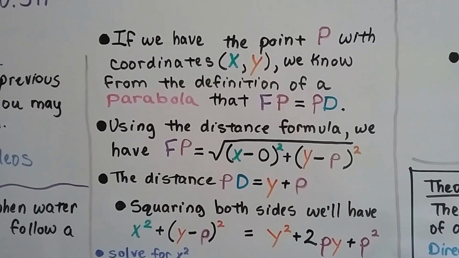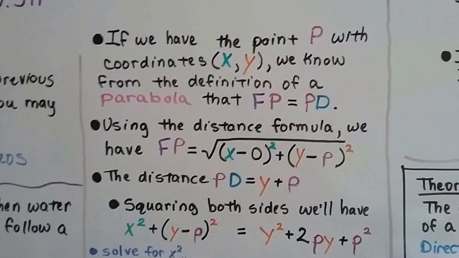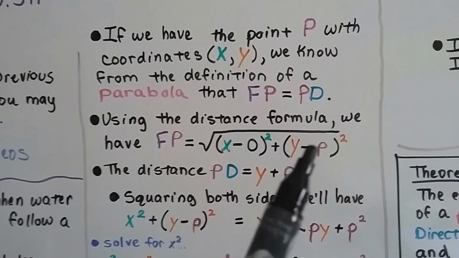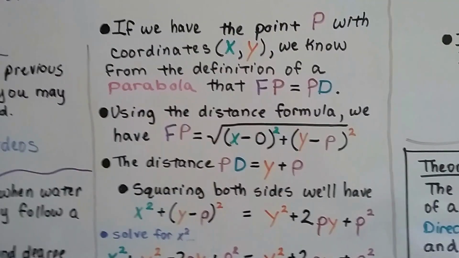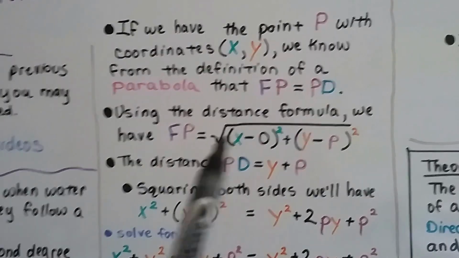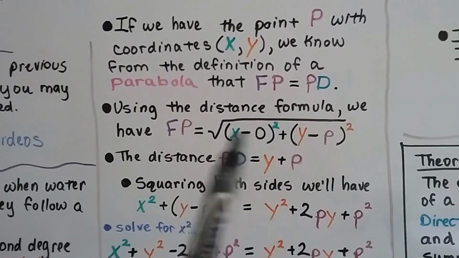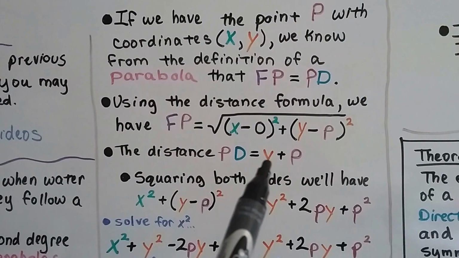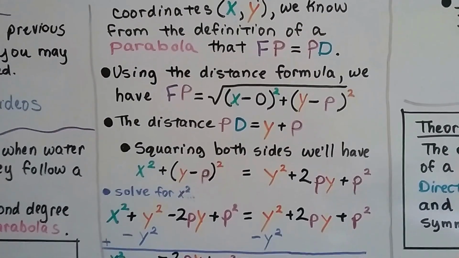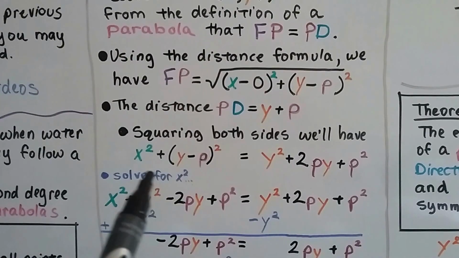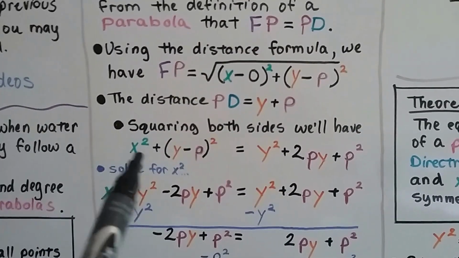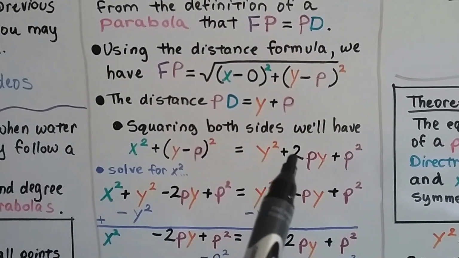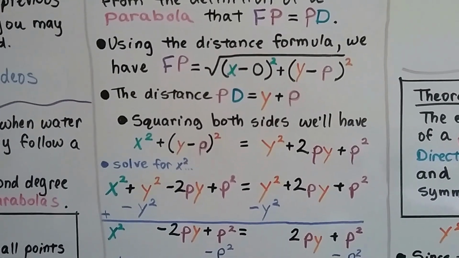Using the distance formula to find the distance between 2 points, we have FP equal to the square root of (x minus 0) squared plus (y minus p) squared. Now, if we solve everything under the radical sign, we're going to get y plus p. So this distance, PD, is going to equal y plus p. We can square both sides of this, and we'll get x squared plus (y minus p) squared equal to y squared plus 2py plus p squared, okay?